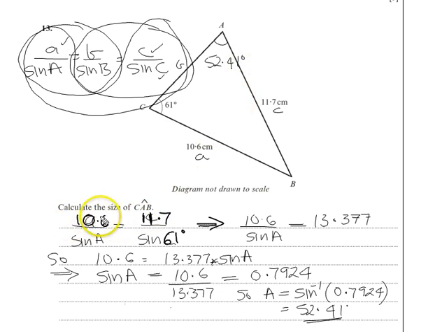Now I'm going to look back at the question. It says calculate the size of CAB. So that was good, it's 52.41. The angle, the way they've drawn it is CAB, like so. That's the angle A, isn't it? It's 52.41 degrees, so put that in at the end.